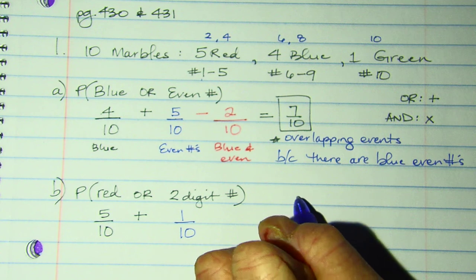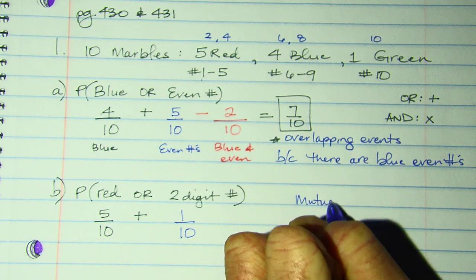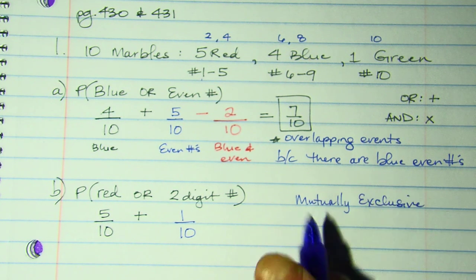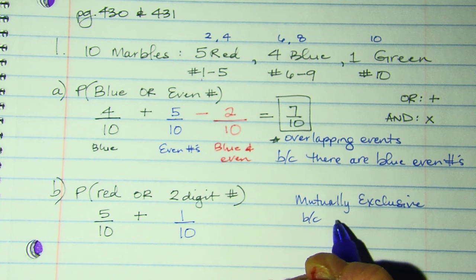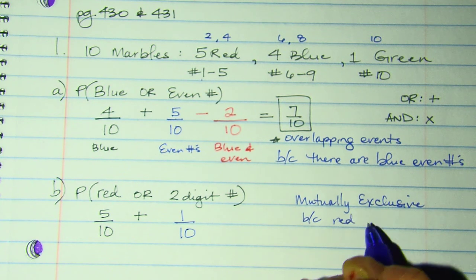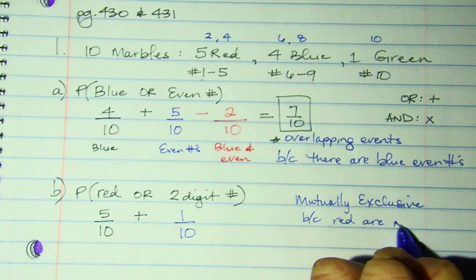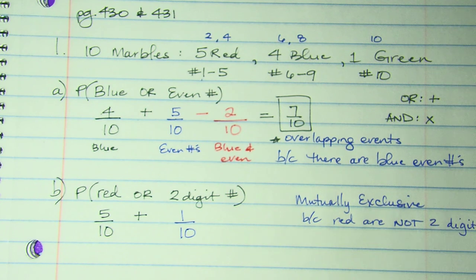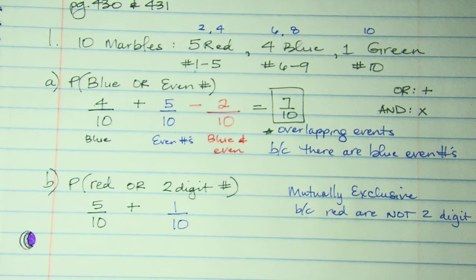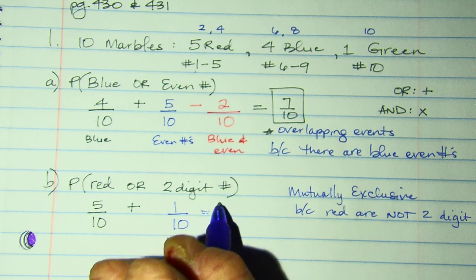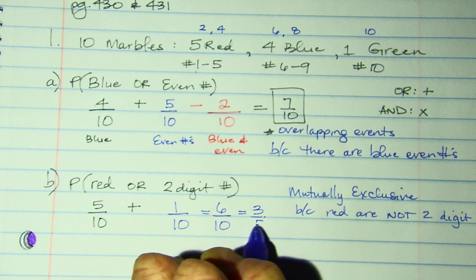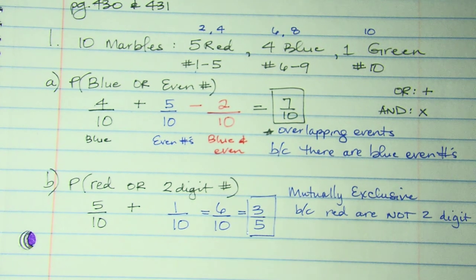So this would be an example of mutually exclusive because the red are not 2-digit. So there is nothing that's in both categories. So I would simply add them together. That would give me 6 over 10, but we should reduce probability, so that's 3 out of 5.